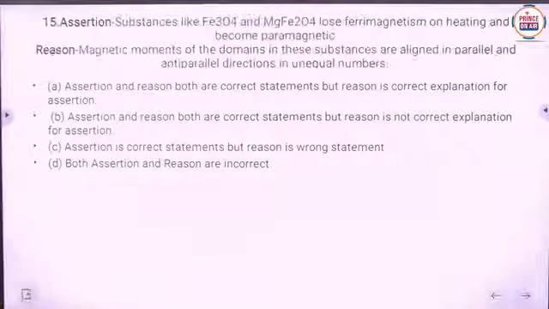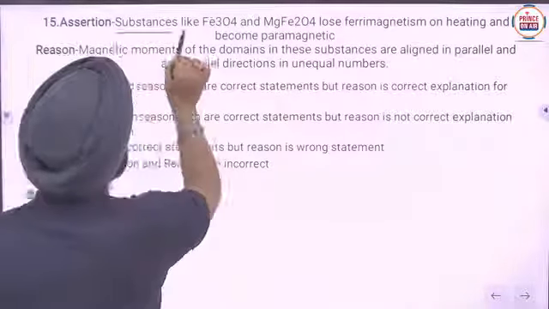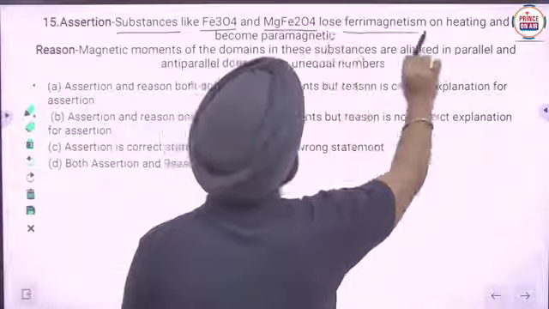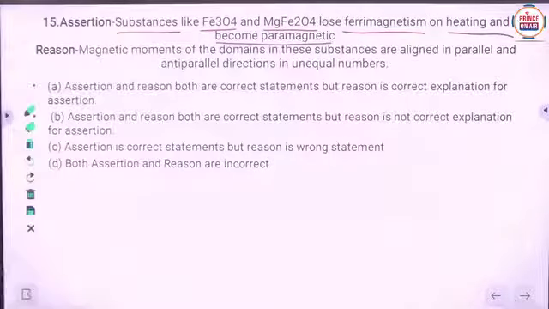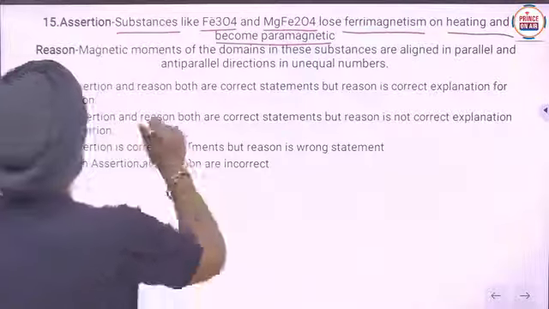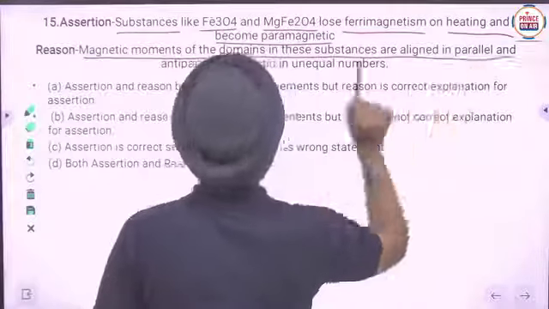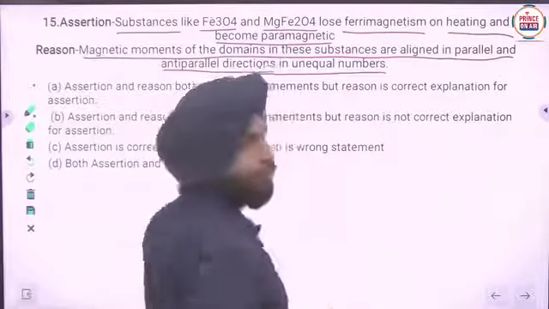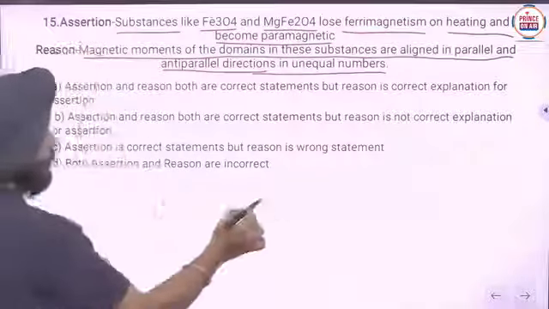Now next question, it is the last question, I think. Assertion: substances like Fe3O4 and MgFe2O4 lose ferromagnetism on heating and become paramagnetic. Reason: magnetic moments of domains in these substances are aligned in parallel and anti-parallel directions in unequal numbers. Now you can see the assertion is correct here.